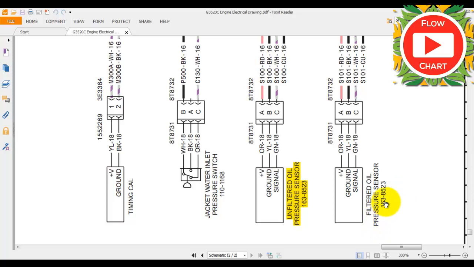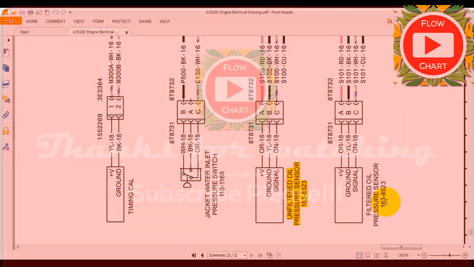So we can change this sensor as per the part number and solve the problem of the gas generator.